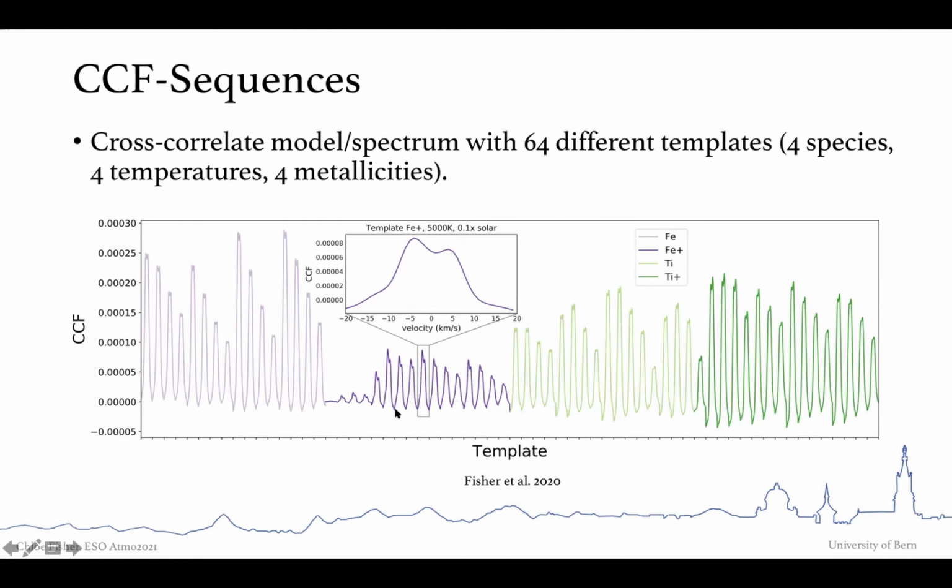I've just colored it by the species that's being cross correlated. But essentially the x-axis doesn't really mean anything because you're just putting these next to each other. I mean, officially it's the velocity, but only within the little bars. So we did that and we mapped all the models in the training set onto these CCF sequences. And we did the same for the data.